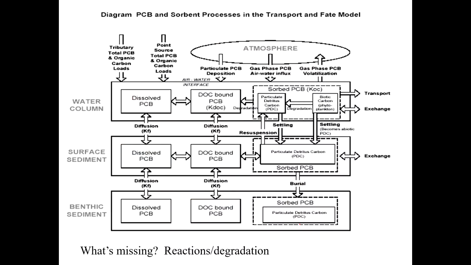So here's an even more simplified version of the world. It's a diagram, a sort of schematic of the processes that were incorporated into the transport and fate model that was used to predict PCB concentrations in the Delaware River. Because the Delaware River is one of the few rivers in the United States that has a TMDL, a total maximum daily load, for PCBs.